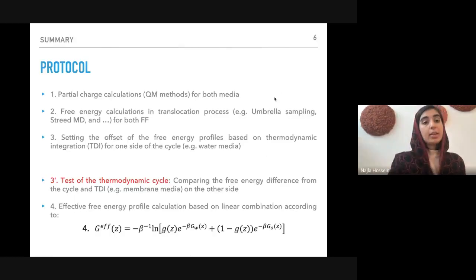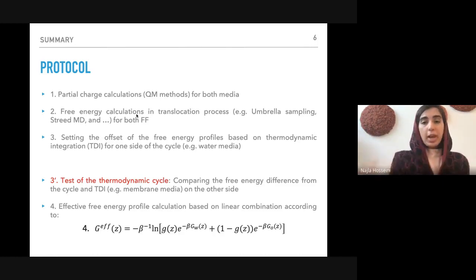As a summary, I want to again explain the protocol of this model. We need to obtain partial charges from QM calculation. It's a very important step; the final result and its accuracy are really up to this step. After that, we also consider the dielectric constant for them, which is another important point. And then we need to obtain the translocation free energy.